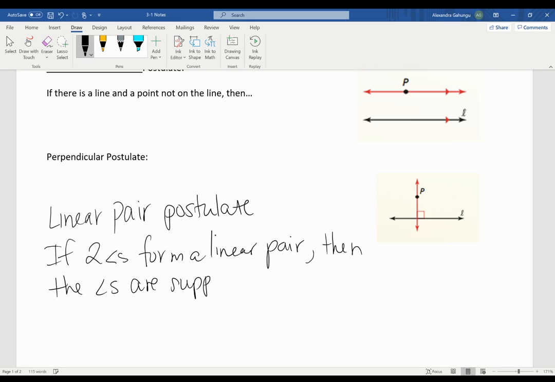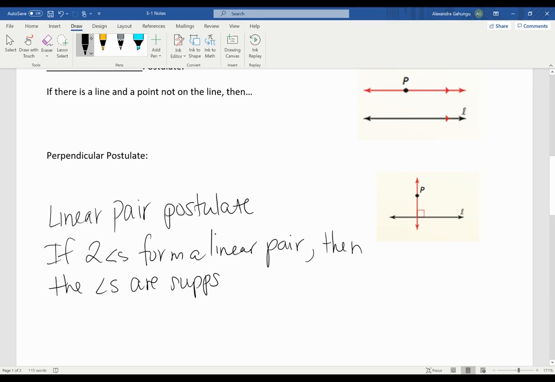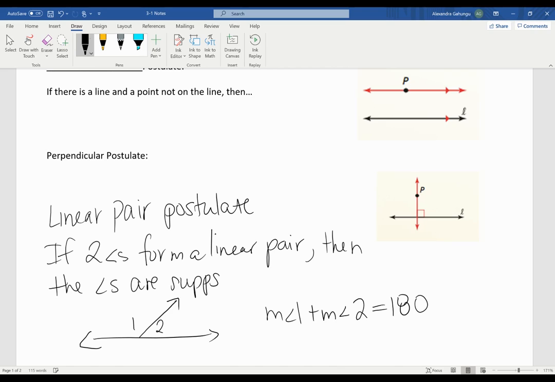We've actually kind of seen that already. If I have a line and these are considered a linear pair, so I have 1 and 2, then that means the measure of angle 1 plus the measure of angle 2 is 180. So being supplementary doesn't mean that you're a linear pair, but if you are a linear pair, you make up a line, kind of like, boop, that one plus that one should add up to 180.